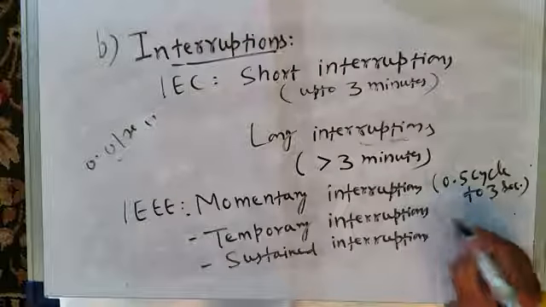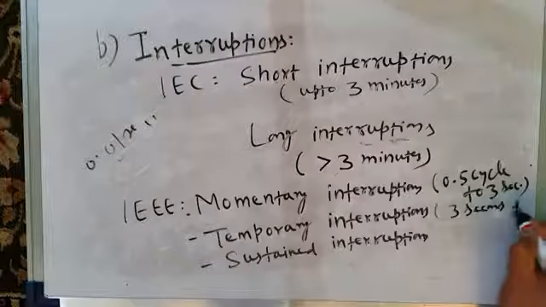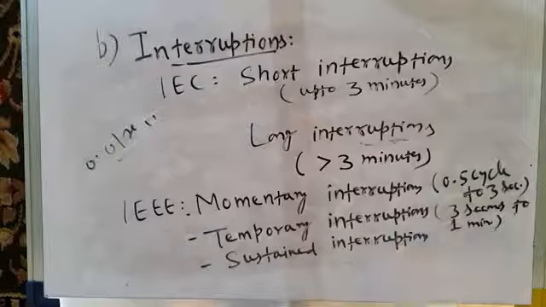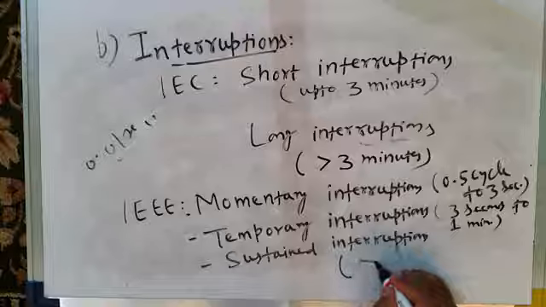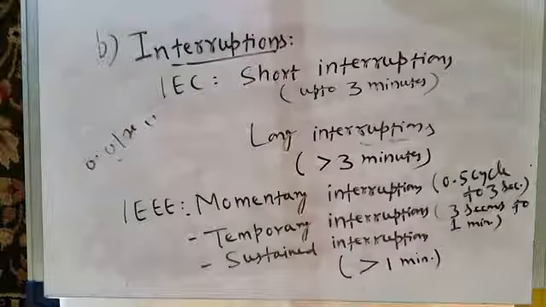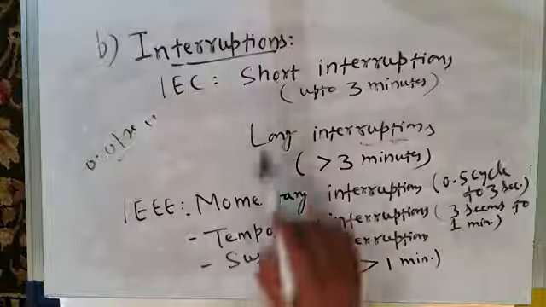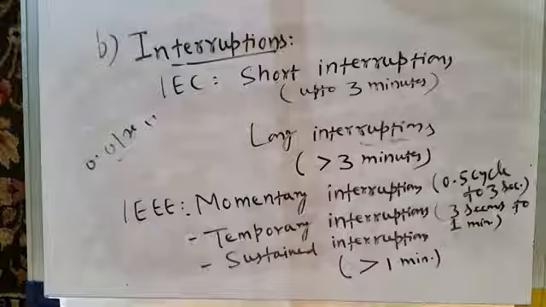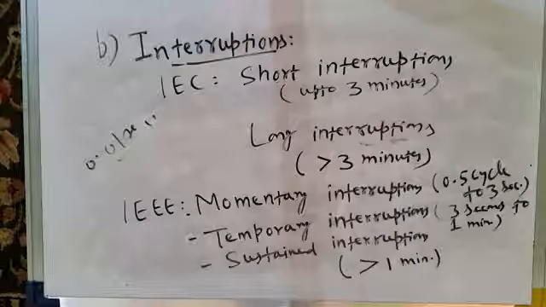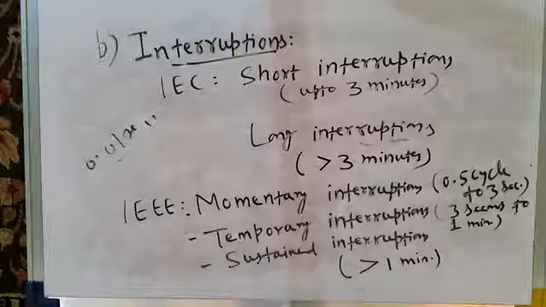If an interruption lasts from 3 seconds to 1 minute, it is classified as a temporary interruption. And if the duration of the interruption is greater than 1 minute, it is classified as a sustained interruption. So according to IEC, interruptions are of 2 types: short interruption and long interruption. A short interruption is the interruption whose duration is up to 3 minutes, and an interruption is said to be a long interruption if its duration is greater than 3 minutes.